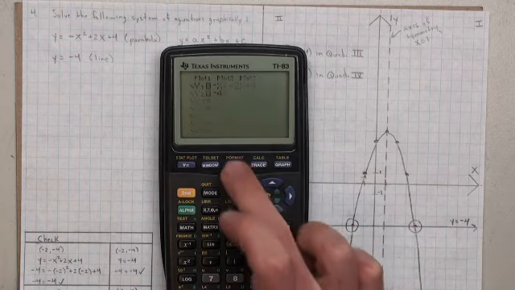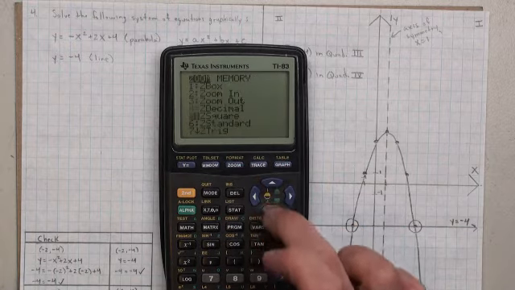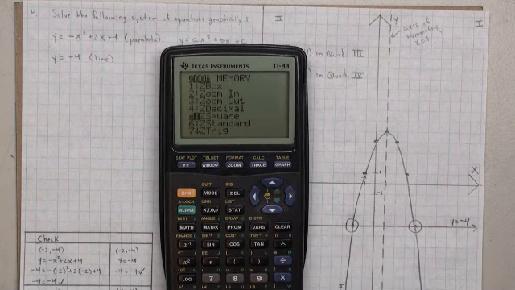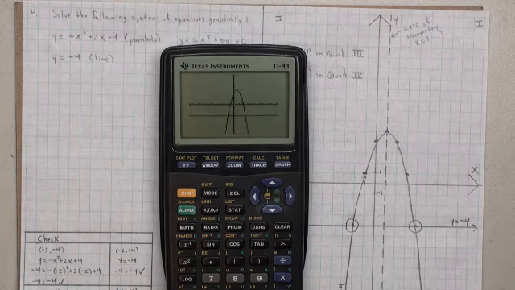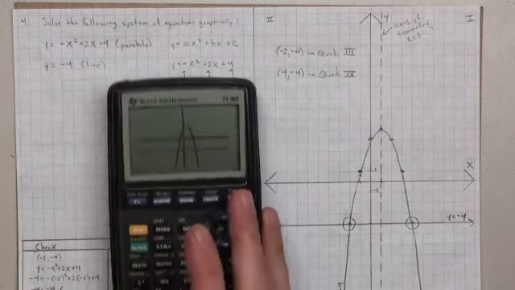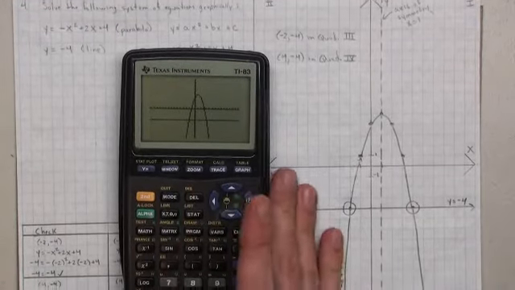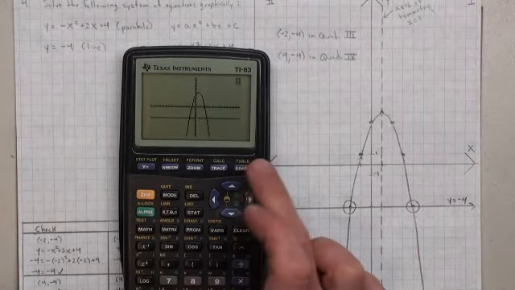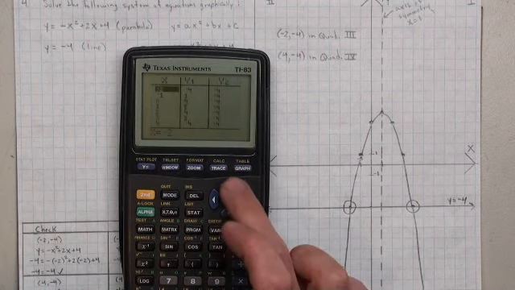Hit zoom, z square. And you can see it looks just like my graph. Now, we already checked the table, right? Because that's how we pulled up this table right here. So we don't have to check that again. I'll show you how to go to it real quick. You hit second graph to go to table, right?